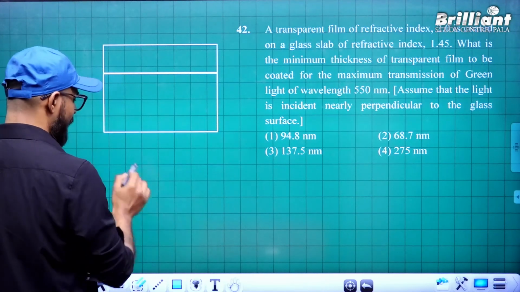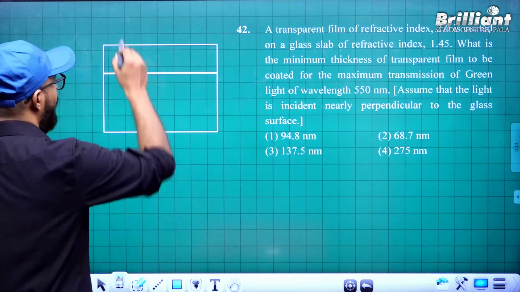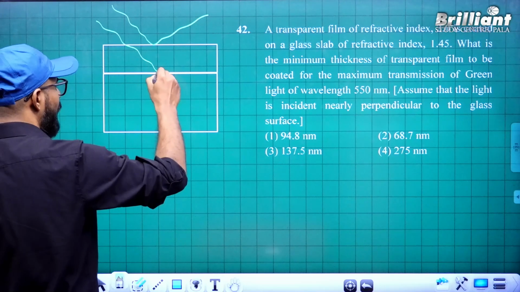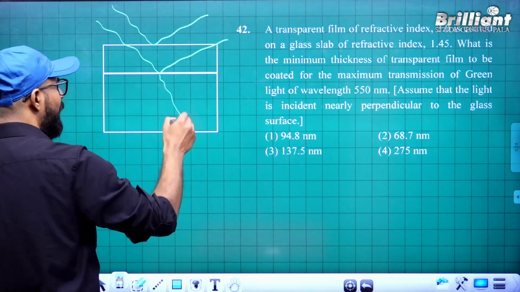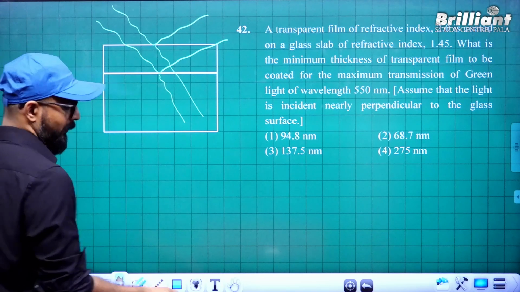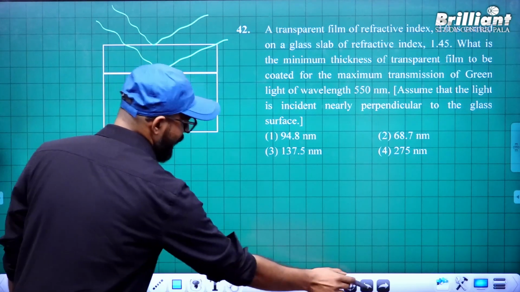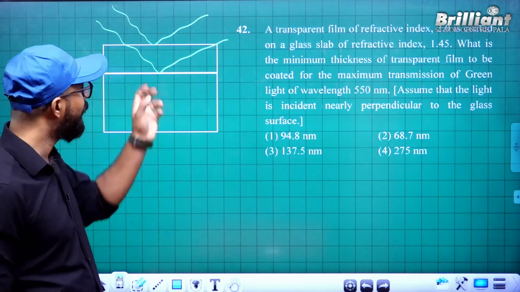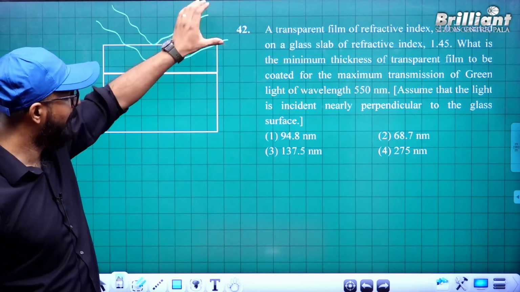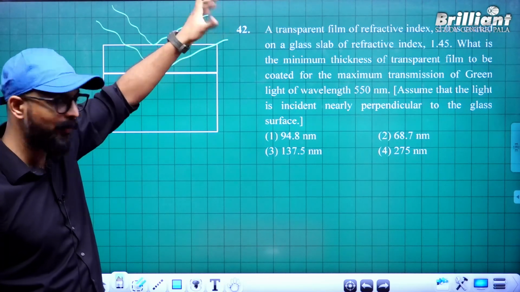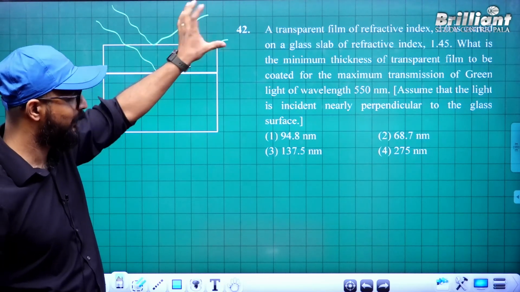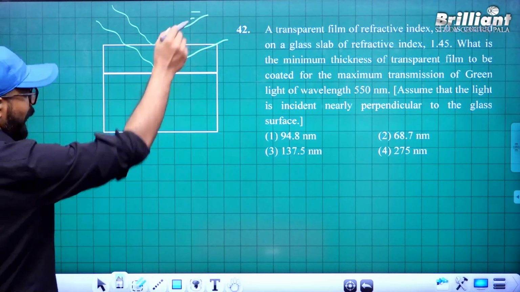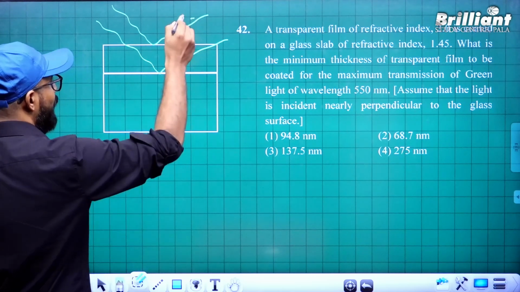So what they have given us, they have made sure that light is falling over here and getting reflected. A part of the light, remember, is also getting transmitted through it. Clear? The light is also getting transmitted. So we have to maximize the transmission over here. So what should happen? The green light should undergo minimum reflection over here. Correct? So that means it should obey the minima condition over here.